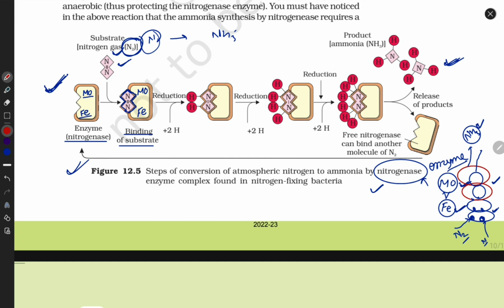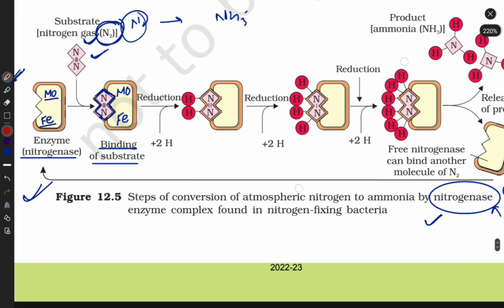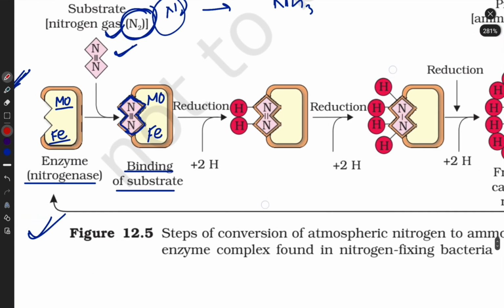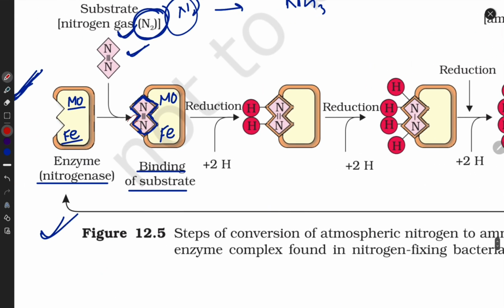Now what happens next? Reduction is here. What does the enzyme do? It breaks one bond. Look here, I'm zooming in. Here are three bonds: 1, 2, 3. Now during the reduction process, one bond will break. Now look here, only two bonds. One bond breaks, and these hydrogen ions are in this form. If one bond breaks, then the structure is like this.